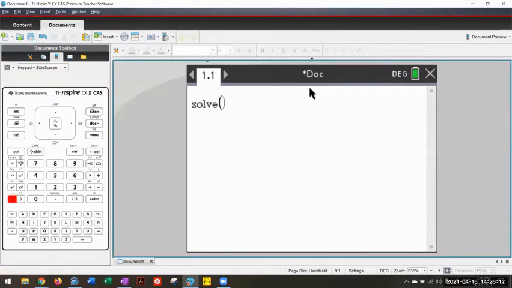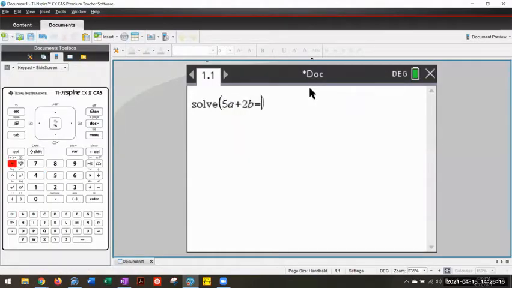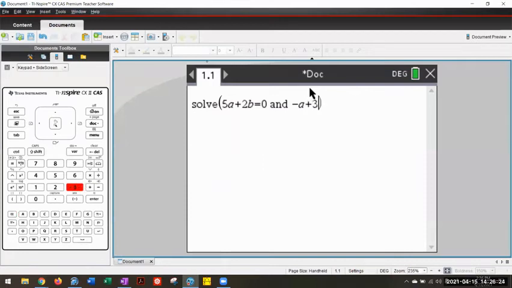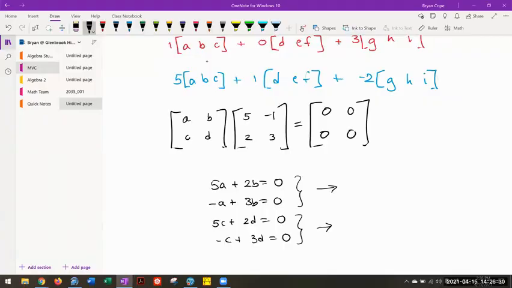We could. I'm just going to do a solve command. All right, so 5a plus 2b equals 0. And actually, they may only intersect at the origin. Uh-oh. Negative a plus 3b equals 0, comma a, comma b. Oh, shoot. Okay, so that's not good. All right, what did I do wrong, you guys?